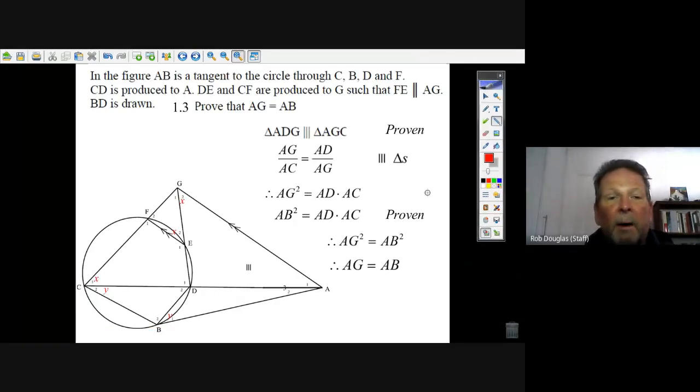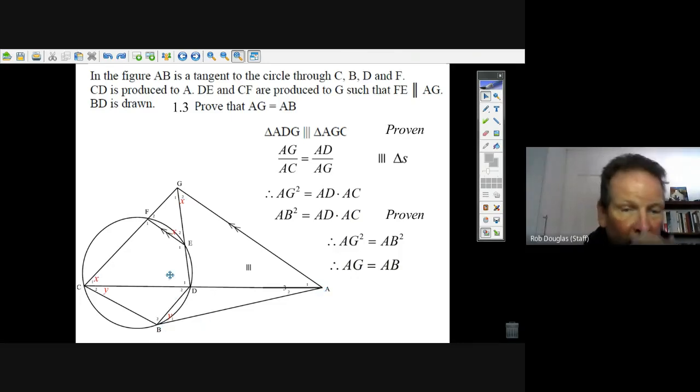Okay, continuing on with this question 1.3. When I first looked at this, I was looking at all sorts of different things, and then I remembered something real important that they often do. They say here that they want you to prove that this side here, AG, is equal to this side AB. When I first started, I was thinking about a lot of different geometry to try and prove that that might be true.